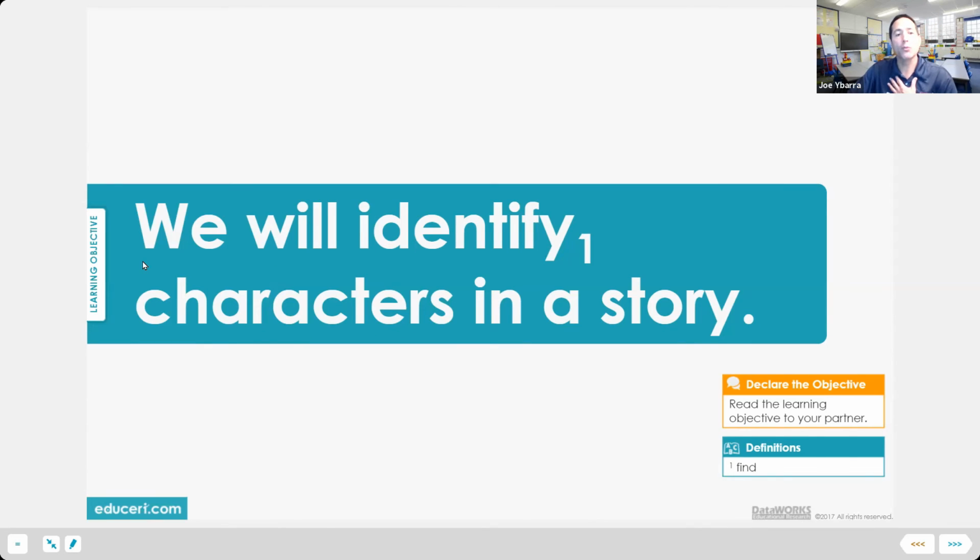Now we're going to read the whole learning objective. Remember, my foundations are learning to read, so I'm going to break it down for them. My turn, we will identify. Your turn, we will identify. My turn, characters. Your turn, characters in a story. All right, let's put it all together. My turn, we will identify characters in a story. Everyone read that with me. 1, 2, 3. We will identify characters in a story. Wow, we're all such great readers this morning. I'm so proud of everyone.